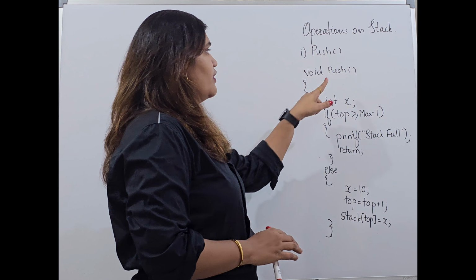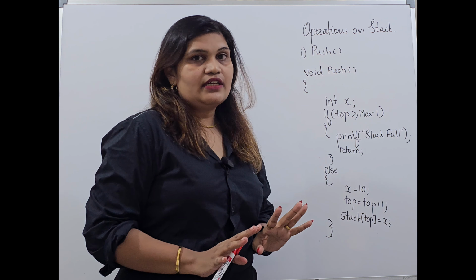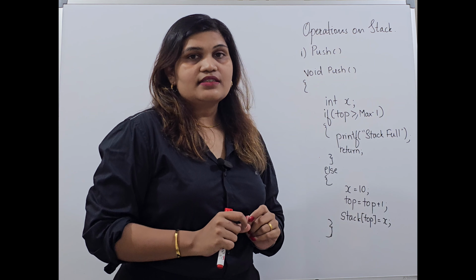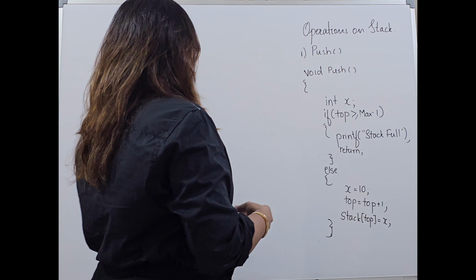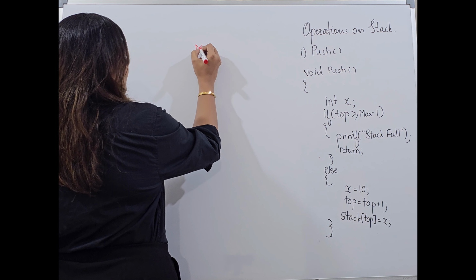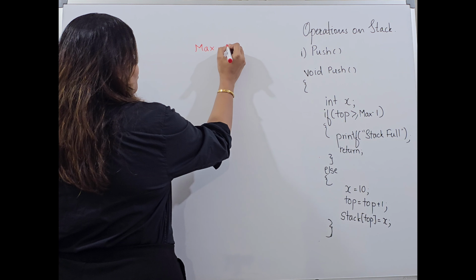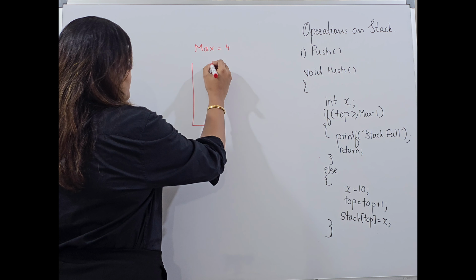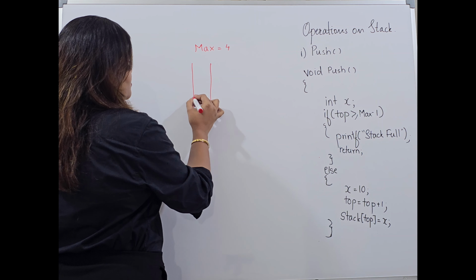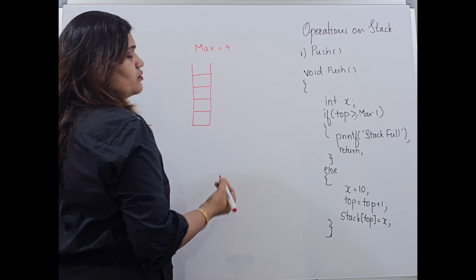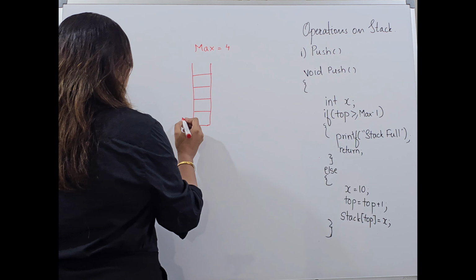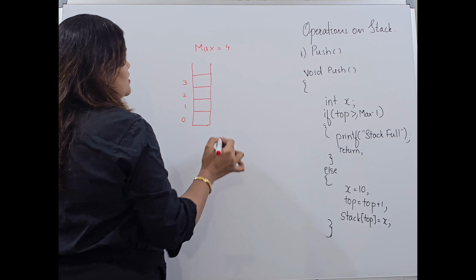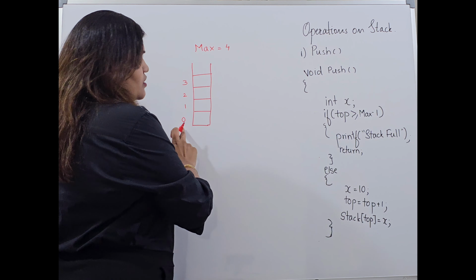So let's try to understand. The very first concept that we need to be very clear about is push, where push means inserting an element. Where are we inserting this element? Into our stack. So our stack, suppose, is of maximum size 4, and this is how my stack would be represented: 1, 2, 3, 4. I would be addressing it just like an array, 0, 1, 2, 3. So that is max minus 1, as it starts with 0.